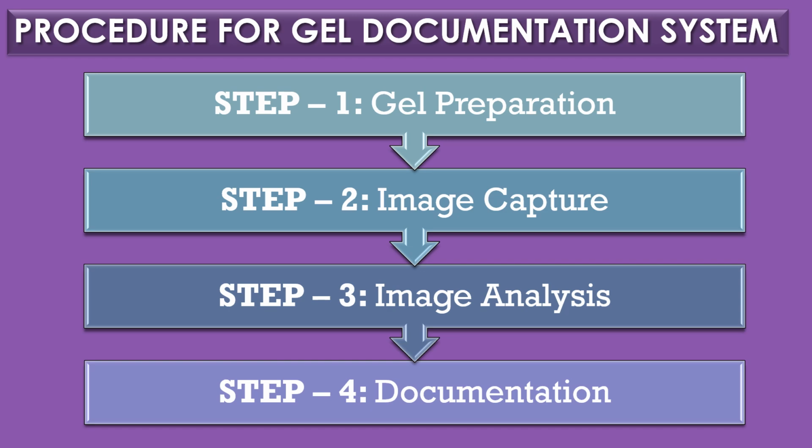The third step is image analysis. The captured image is processed through software to enhance clarity, contrast and sharpness. Quantitative analysis can be performed to measure the intensity of each band, which correlates with the amount of nucleic acid or protein present. The fourth and final step is documentation. The image can be saved in various formats, for example JPEG, TIFF or PNG for record keeping, publication or further analysis.